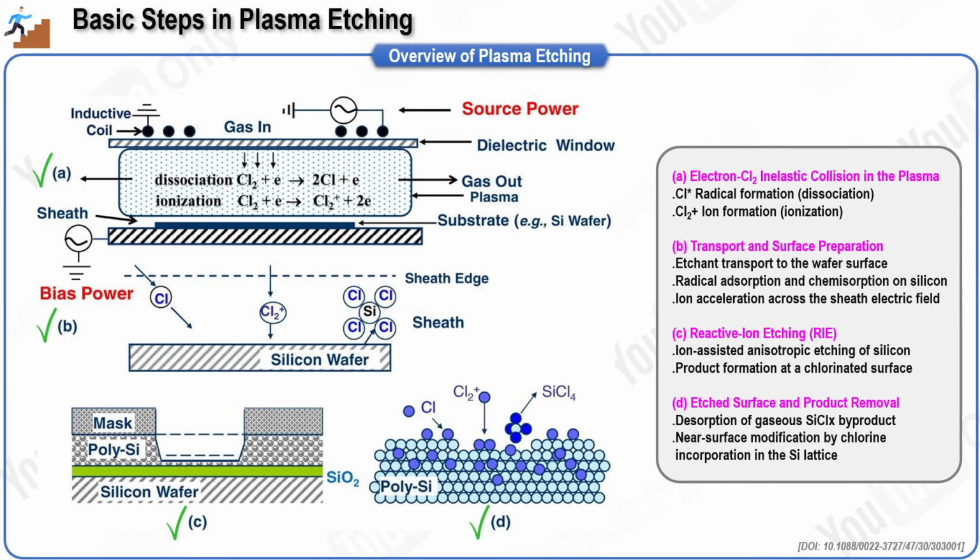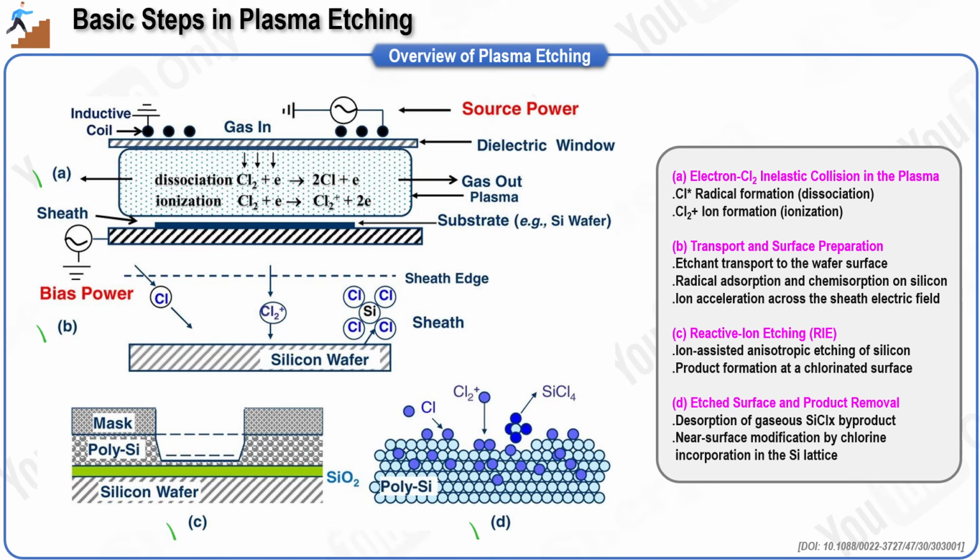Step C is the reactive ion etching reaction itself. On a chlorinated silicon surface, the chemical path forms volatile silicon chlorides, which we denote as SiClx. There is also an ion-assisted path, where ion impact breaks surface bonds, exposes fresh sites, and increases the rate of forming SiClx. The ions remove passivation at the bottom more than at the sidewall, so penetration through the product layer proceeds downward and the etch remains anisotropic.